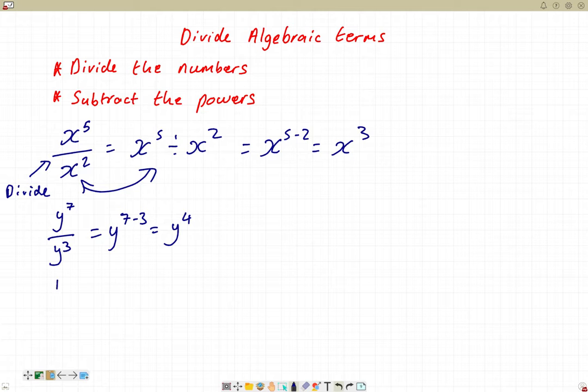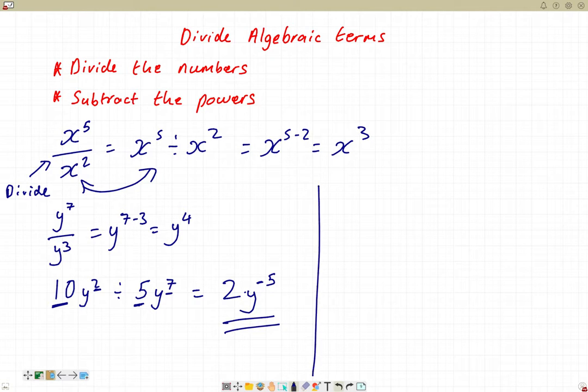So let's say I had 10y squared divided by 5y to the power of 7. So divide the numbers. 10 divided by 5 gives me 2. Subtract the powers. 2 take away 7 gives me negative 5. Okay, let's try a couple more examples.